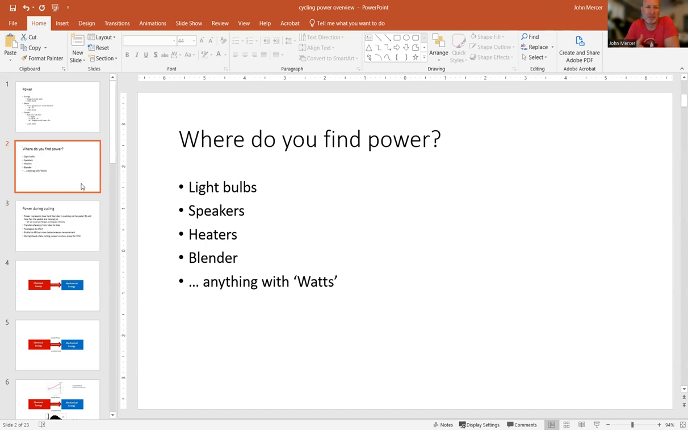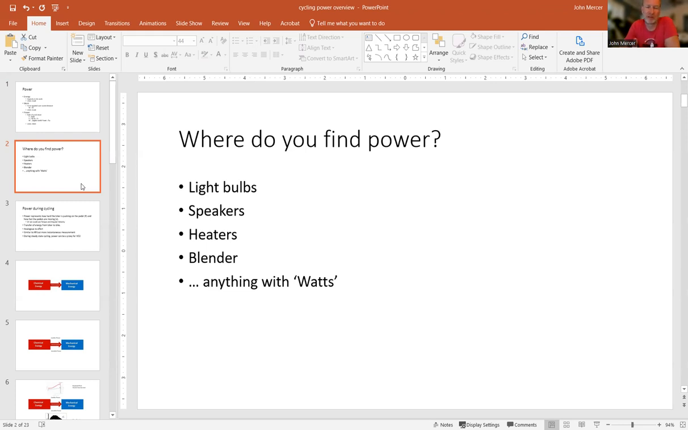Where else do you find power? I'm doing this out of order. Light bulbs. You pick up a light bulb that has a wattage stamp on it. What is that wattage stamp? That's telling you how fast that light bulb will transform electrical energy to light energy. A 60-watt light bulb is brighter than a 30-watt light bulb. Why? Because the light bulb is rated at 60 watts, meaning it's transforming energy at a faster rate from electrical to light energy than the 30-watt light bulb.